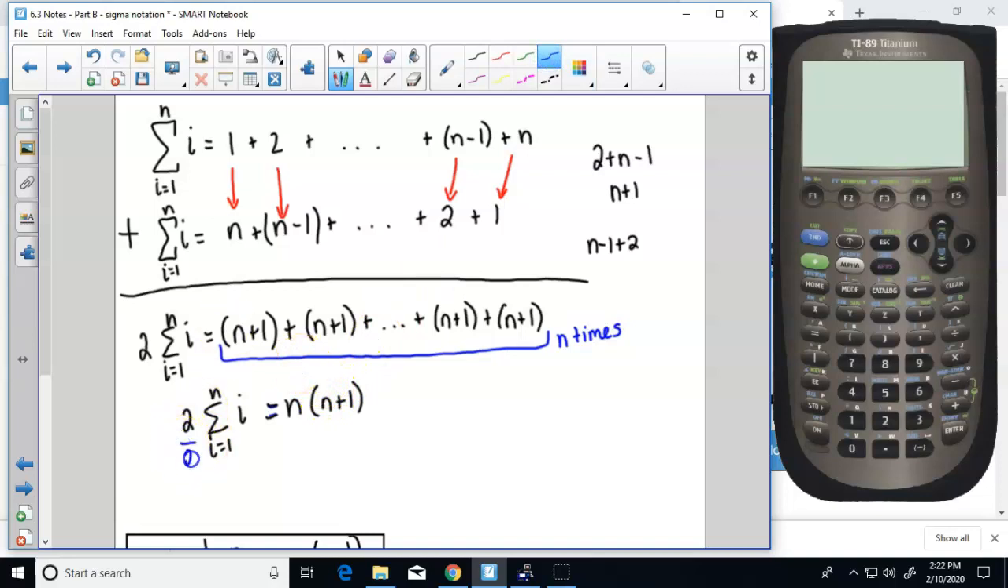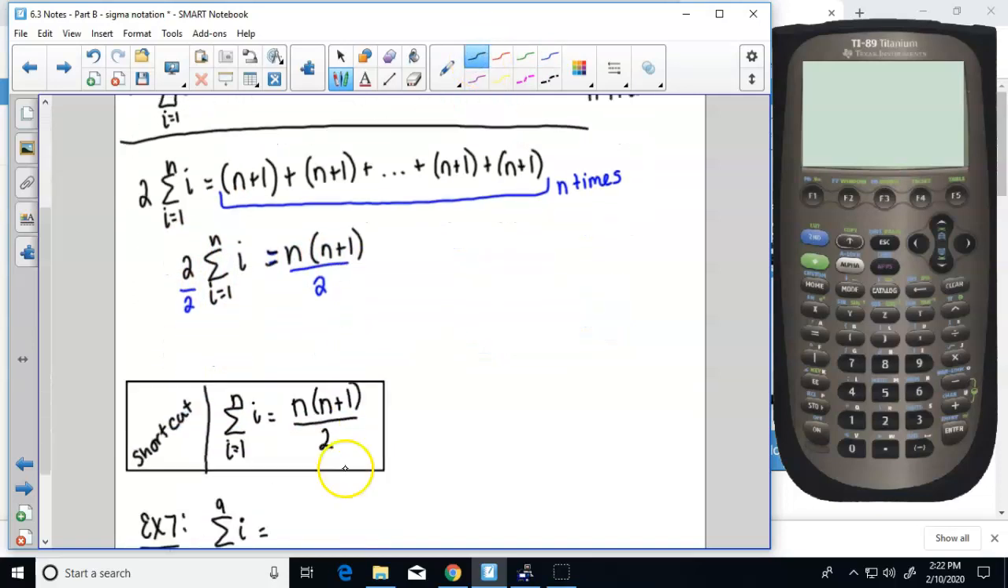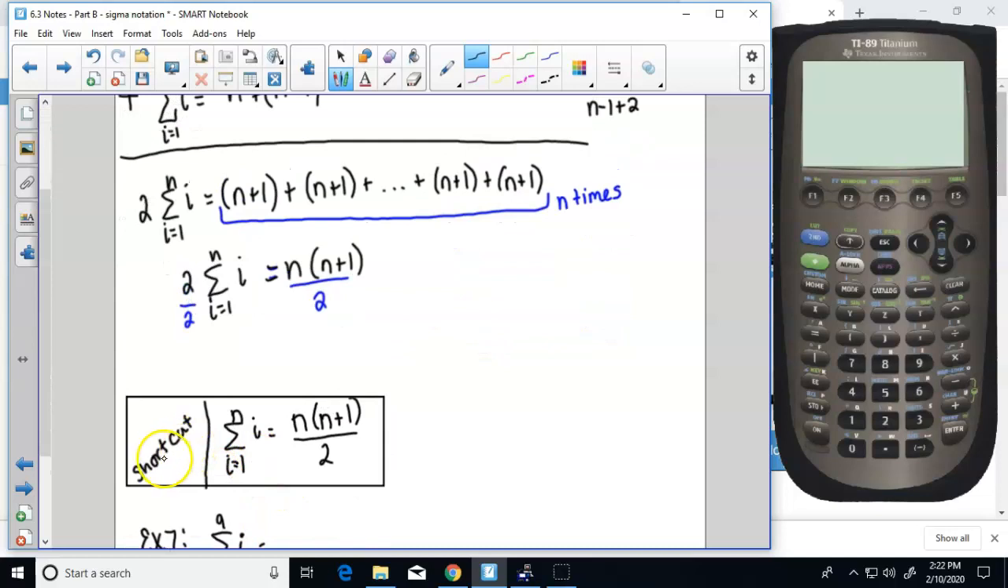Alright. So you could divide both sides by 2. And so that would give us our shortcut rule. And our shortcut rule for this is that the sum from 1 to n of i equals n times n plus 1 over 2. Okay, so make sure you've got that shortcut rule down.